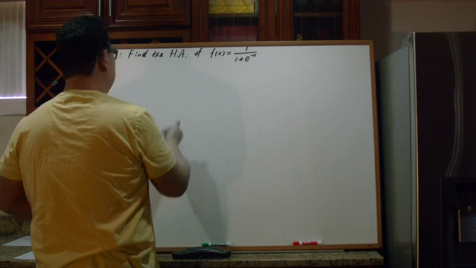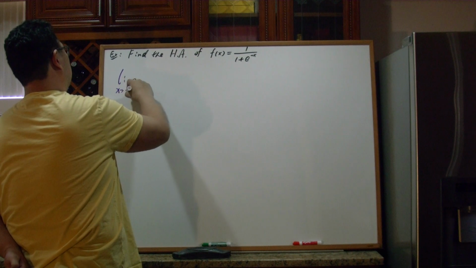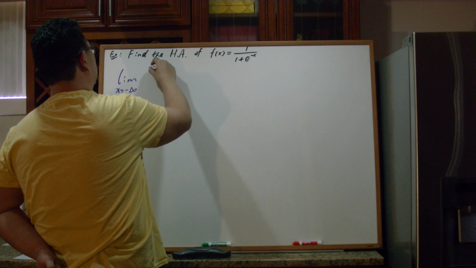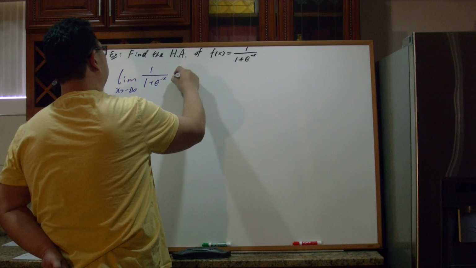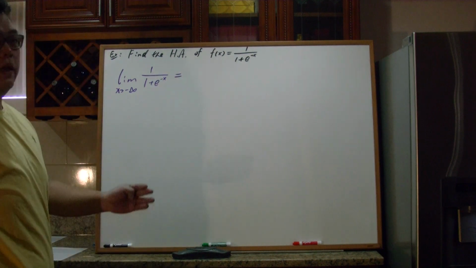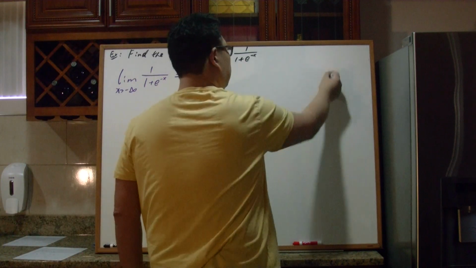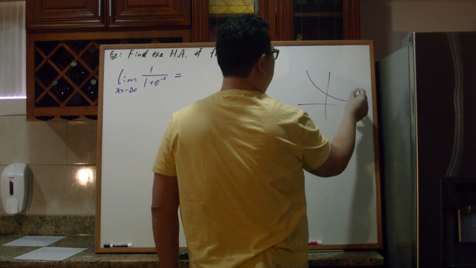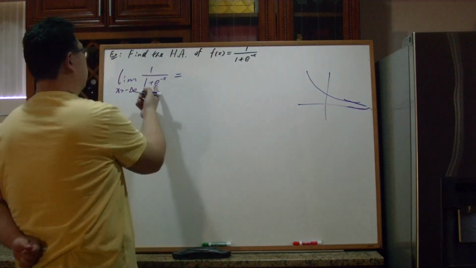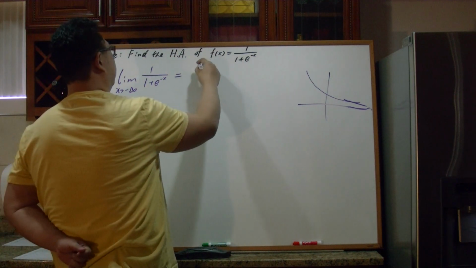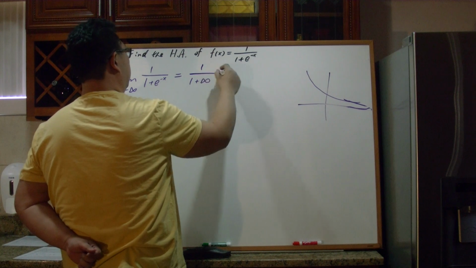So what we do is first evaluate the limit as x approaches negative infinity of f of x. We have seen the curve, together with the curve of e to the x, actually e to the negative x. As x approaches negative infinity, e to the negative x approaches infinity, so that is 1 over infinity.